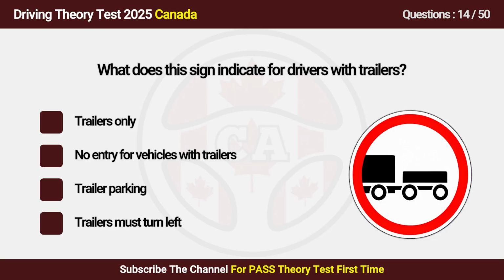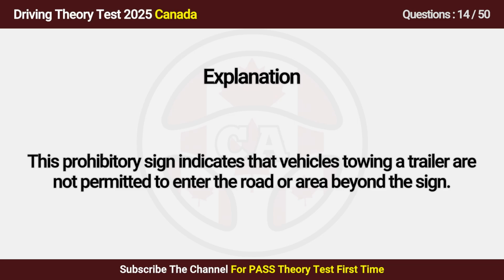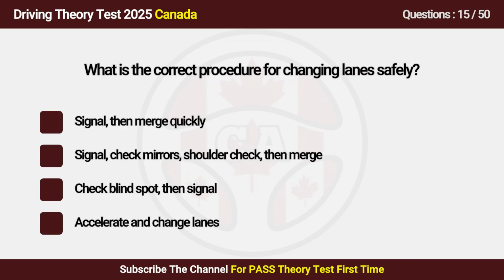A. Trailers only. B. No entry for vehicles with trailers. C. Trailer parking. D. Trailers must turn left. Answer is B. No entry for vehicles with trailers. This prohibitory sign indicates that vehicles towing a trailer are not permitted to enter the road or area beyond the sign. Question 15. What is the correct procedure for changing lanes safely?